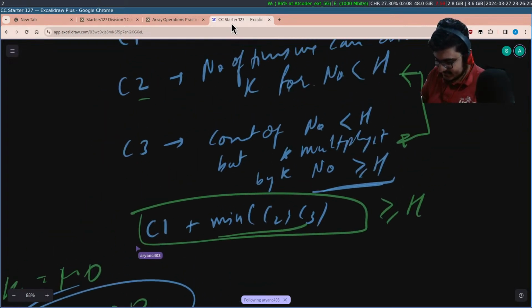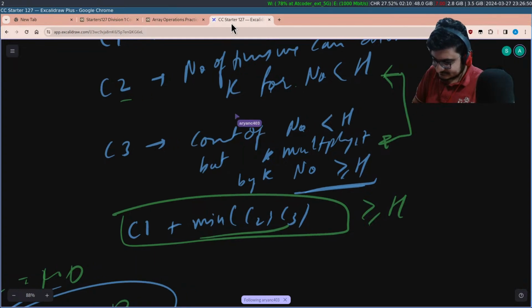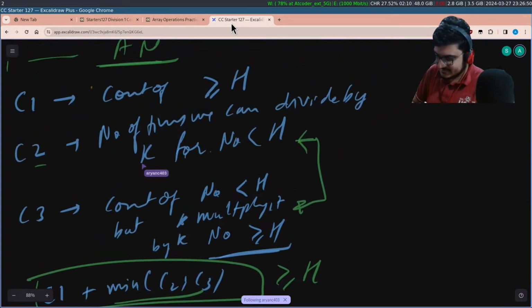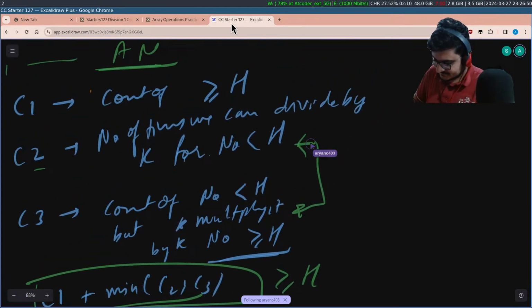And then I can again look at C1 plus minimum of C2 and C3. If it's greater than h, then the answer is yes, otherwise no. This is one more optimization we need. If anyone tried this idea, this idea also gets a WA. And the next WA I submitted was, you can see we need only numbers greater than k.